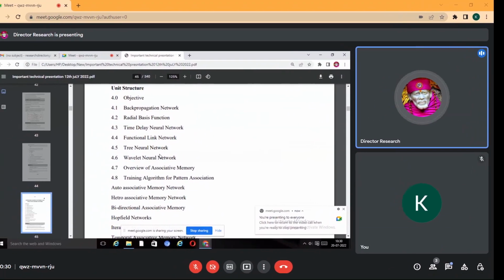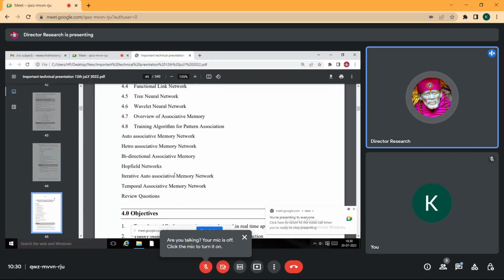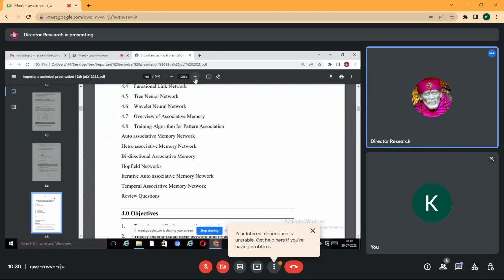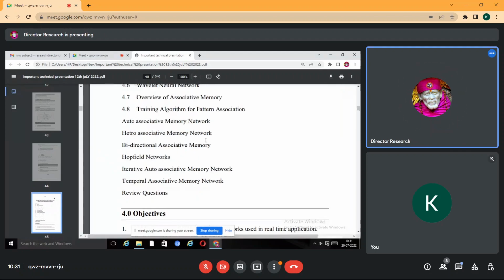The unit structure is like this: objective, back propagation network, radial basis function network, functional link network, tree neural network, wavelet neural network, training algorithm for pattern association, auto-associative memory network, and hetero-associative memory network, understand their use in real-time applications.